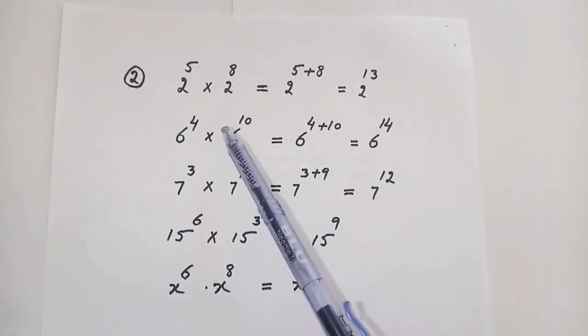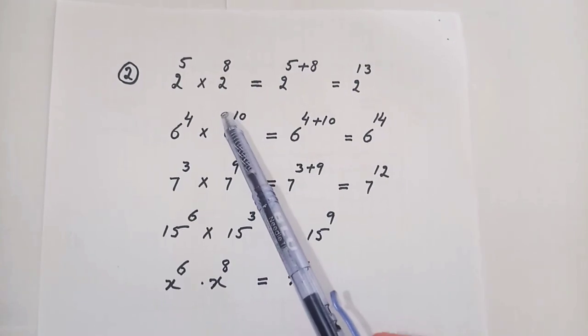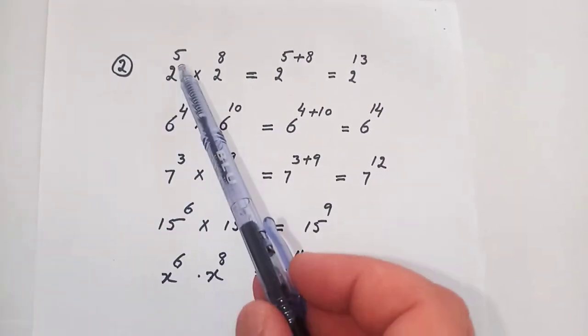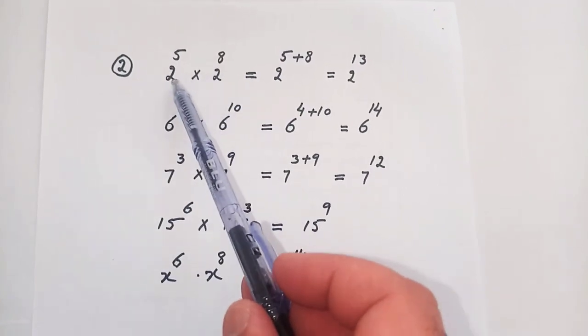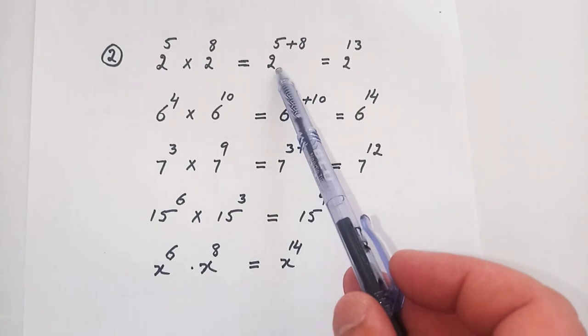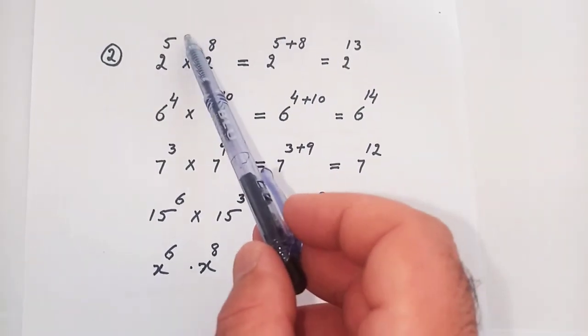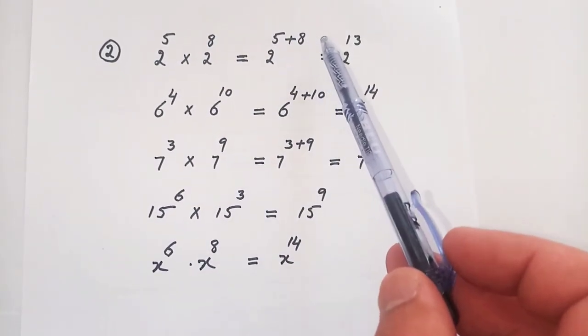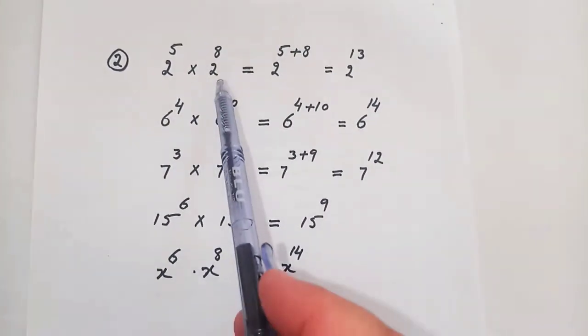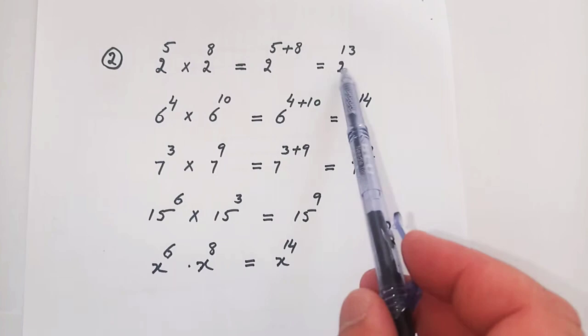Here is another principle of algebra. If bases are the same, then powers are added. Here the base is 2, here the base is 2. So the bases are the same, so powers are added. We write it as 2 power 5 plus 8. Powers will add, 5 plus 8, so we write it 2 power 13. So the answer of this is this.